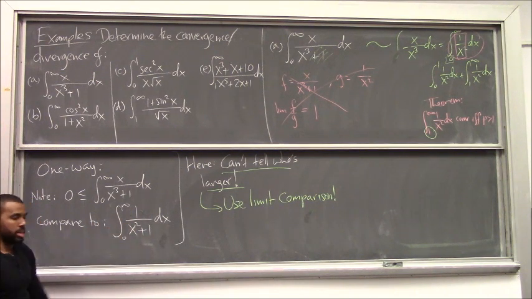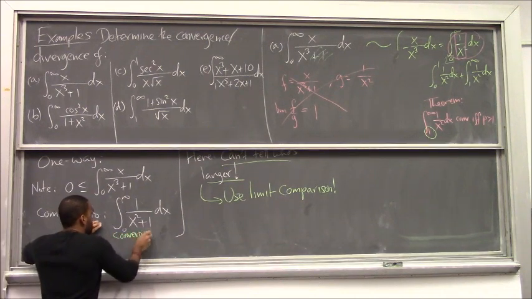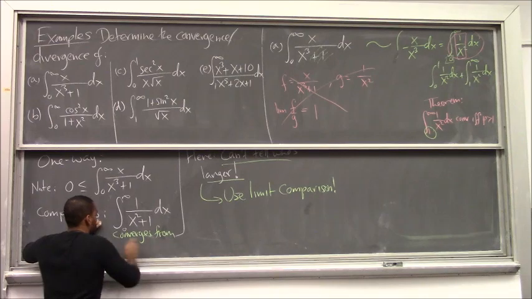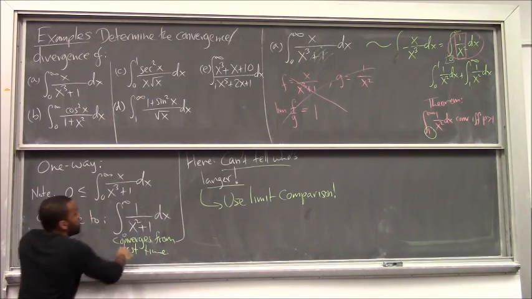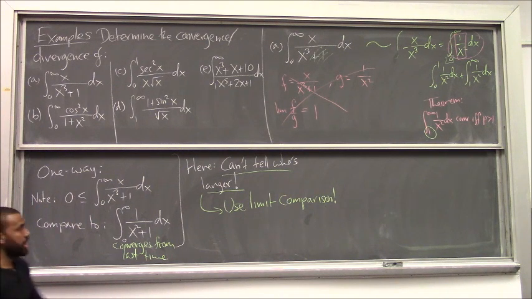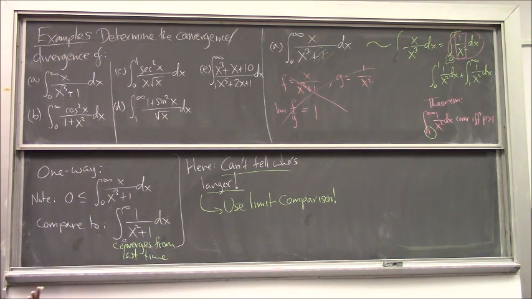The integral is going to be arctangent of infinity, which is pi over 2. We know this converges from last time. So whenever you can't tell who's larger, use the limit comparison. That's basically the idea. Direct comparison means you can tell that 0 is less than or equal to one function, less than or equal to the other function. If you can't tell, use limit comparison, which is what I would do here, right?